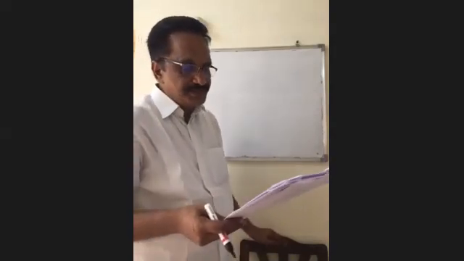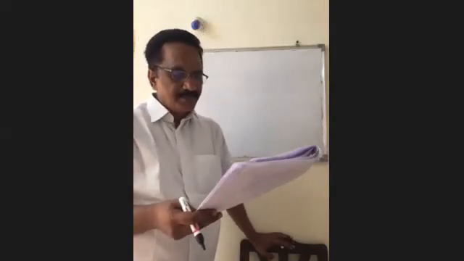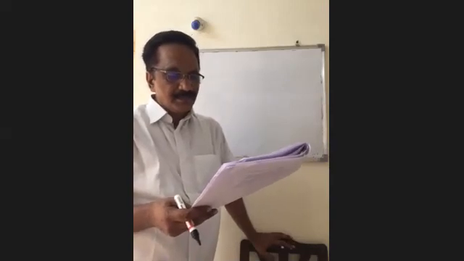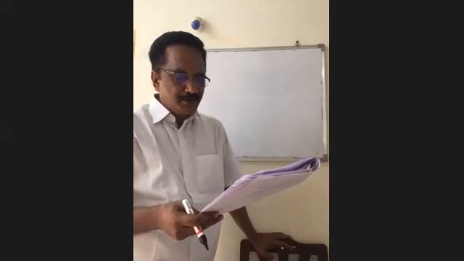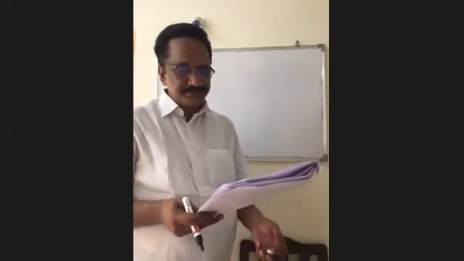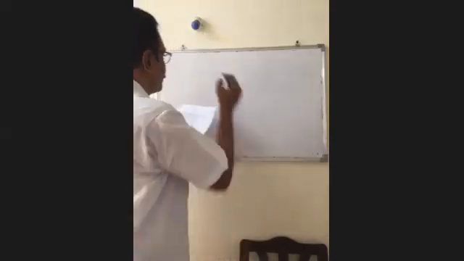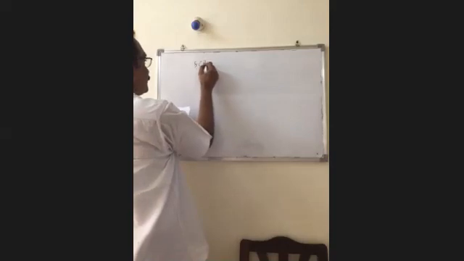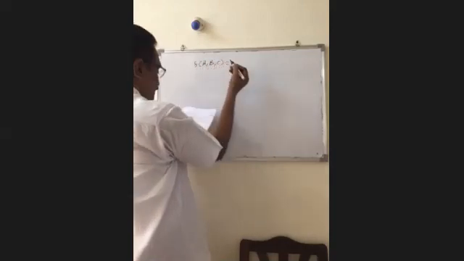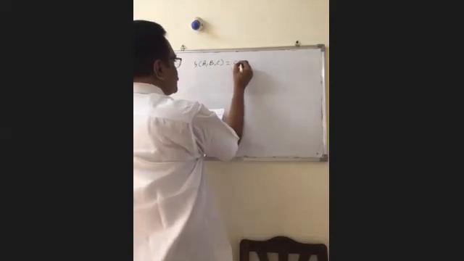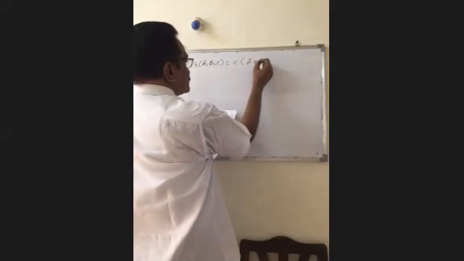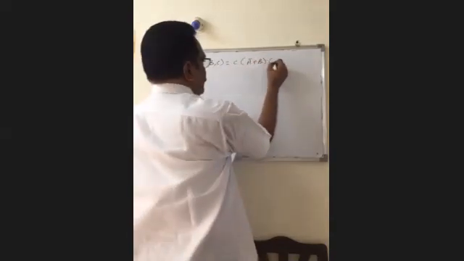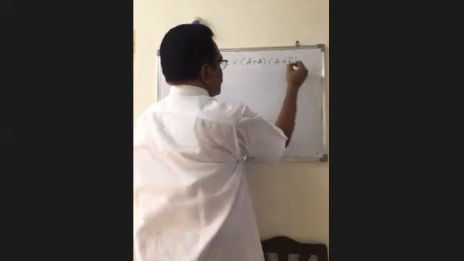Convert the given expressions into canonical POS forms. Into canonical POS forms, product of sums forms. First one. F of ABC equal to C into A bar plus B multiplied by A plus B bar.